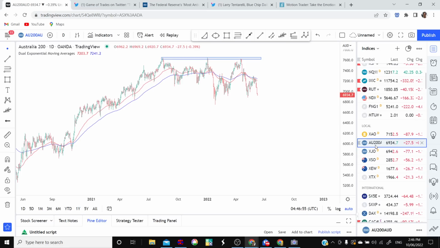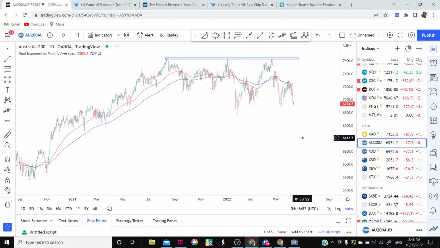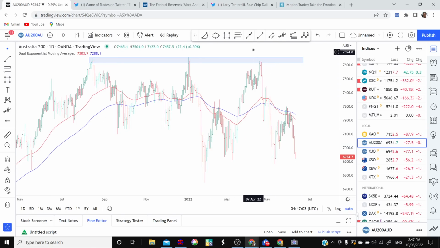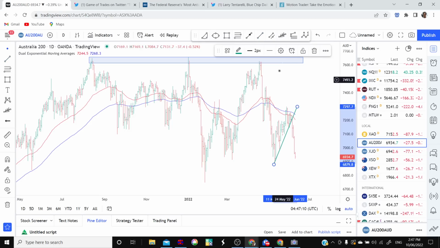All right, let's go to the ASX 200, which is always a fascinating market to keep an eye on. And it has not been a good week. It has not been a good week for the Australian market. What's happened through the week is we have seen the ASX 200 break down from this bearish wedging formation.